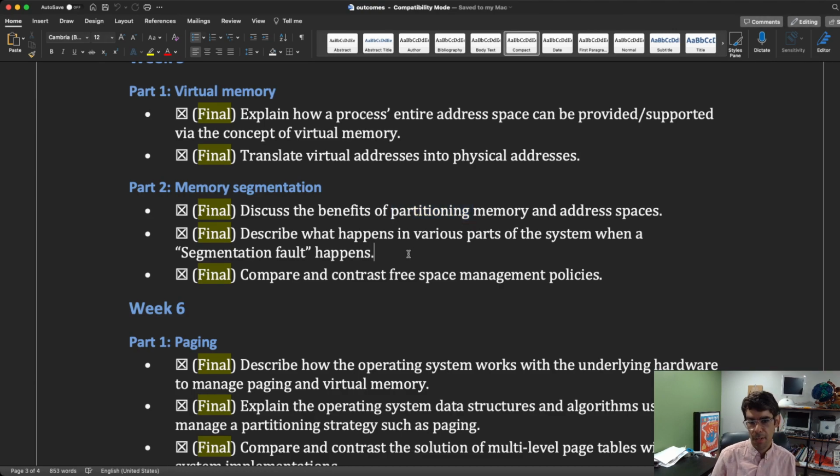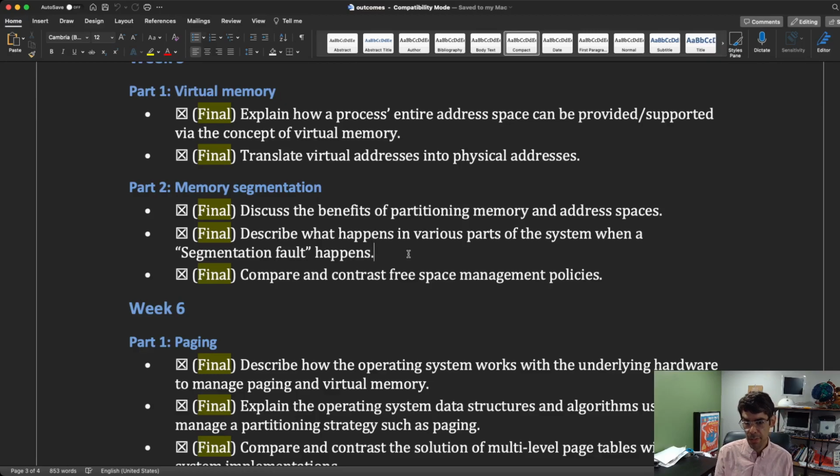Describe what happens in various parts of the system when a segmentation fault happens. So this is what it says on the box. I'm expecting you to be able to tell me about what your program is doing, what the operating system had to do when it started and what it's doing when the segmentation fault happens. I'm expecting you to tell me what your shell program is doing.